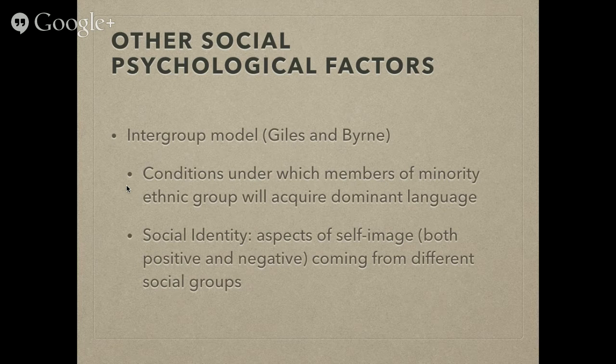And a lot of this has to do with social identity as well, which they define as the aspects of self-image coming from different social groups. The self-image can be both positive and negative. So they can view being Indian as a great thing, or they can view it as an unfortunate thing that impedes them from going further. These two things work together to affect whether or not a language is learned.